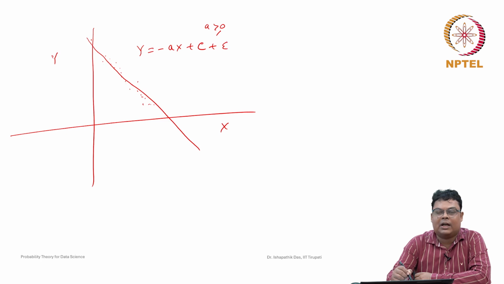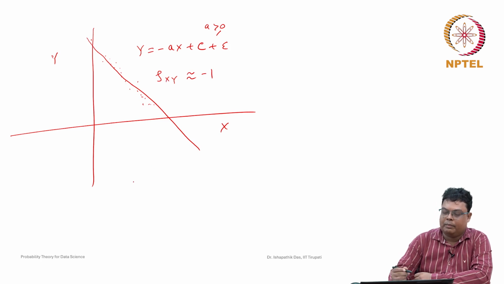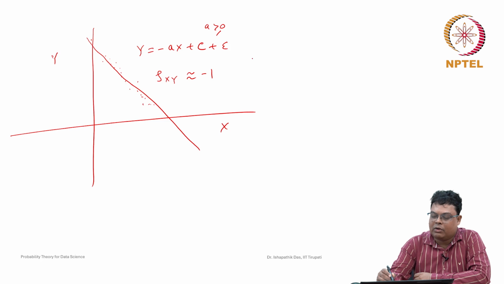So, all the data looks very close to the straight line, or most of the data is on the straight line. If the data looks like this, then rho of xy will be close to minus 1. However, you can consider either rho square or the absolute value of rho. If it is close to 1, then x and y are related as a straight line. There is a linear relationship between x and y.